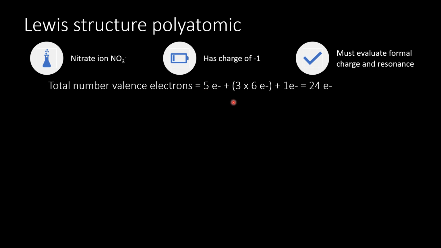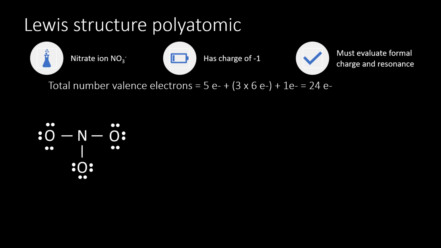5 electrons for nitrogen, 18 electrons for our 3 oxygens, and notice the addition of an electron to account for the -1 charge on the ion itself. This gives us a total of 24 electrons. The skeletal structure has nitrogen at its center, we can add covalent bonds, and then distribute our lone pair electrons. If we count up the electrons in this structure, we will see that it matches the 24 electrons counted up previously.